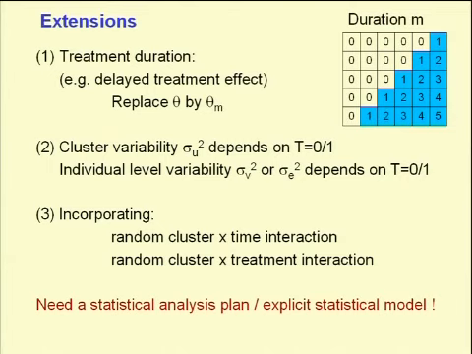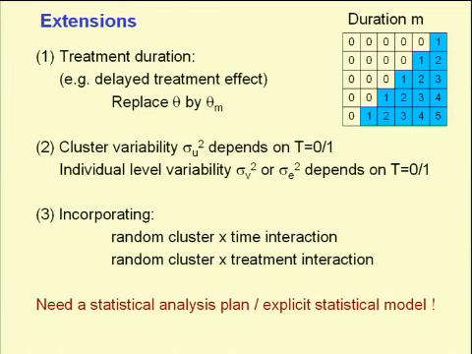People have talked about the effect of treatment duration. Well, instead of coding this as 0 and that as 1, which you would do normally, you can code this as 1, 2, 3, 4, depending on how long the intervention has been going, and replace the overall theta by something which recognizes that gradation. That's estimable from the data. There are other extensions which people who work in cluster randomized trials will recognize, that the cluster variability might not be homogeneous between the two treatment groups.